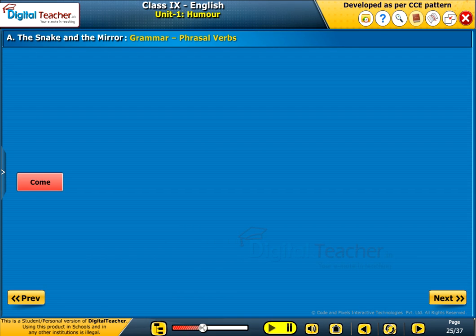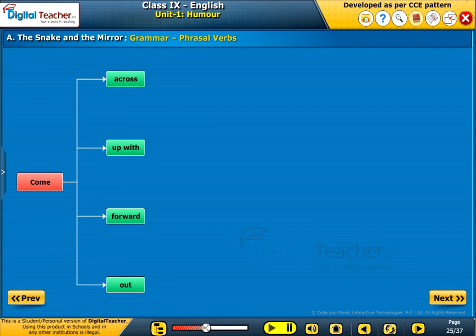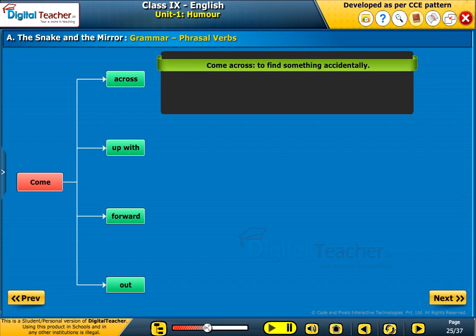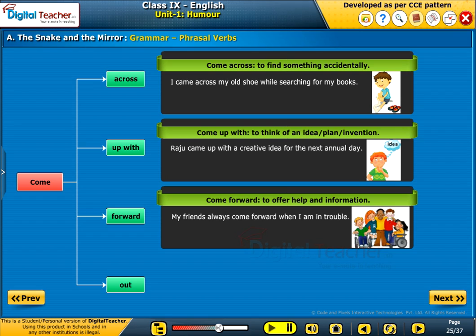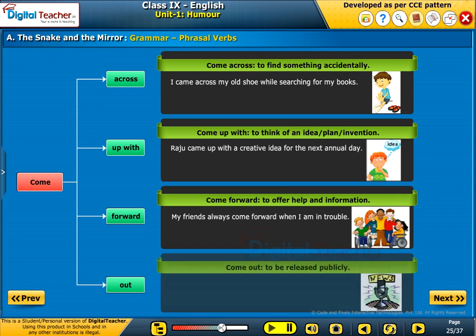Now, let us see the different phrasal verbs that are made from the verb come and their meanings. Come across. The meaning of come across is to find something accidentally. Come up with. The meaning of come up with is to think of an idea or plan or invention. Come forward. The meaning of come forward is to offer help and information. Come out. The meaning of come out is to be released publicly.